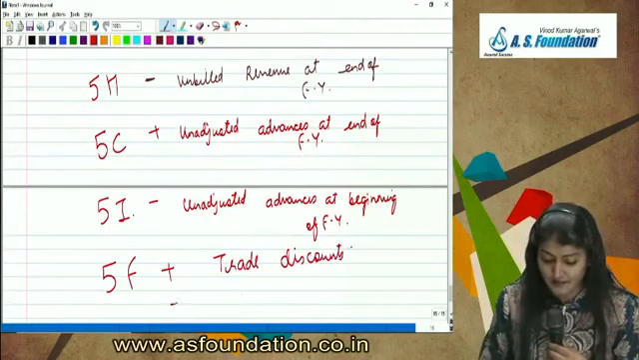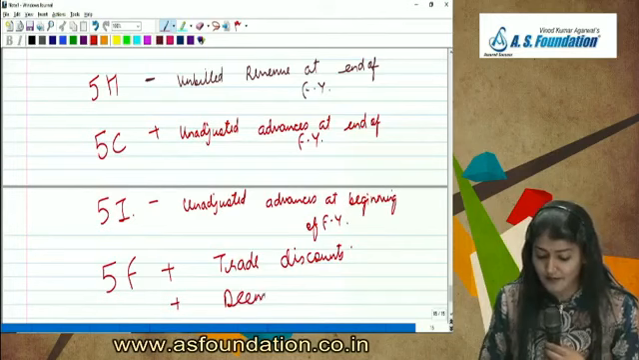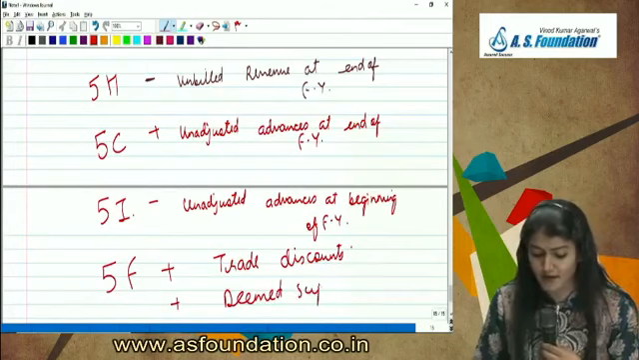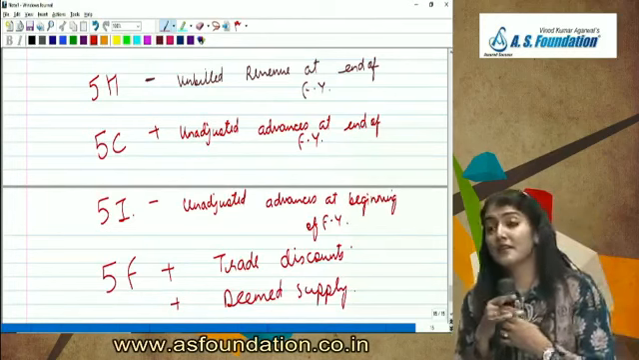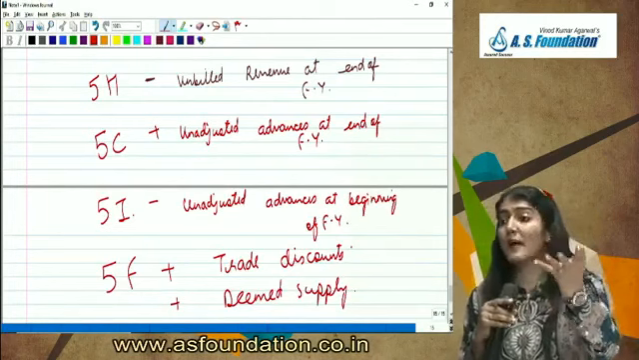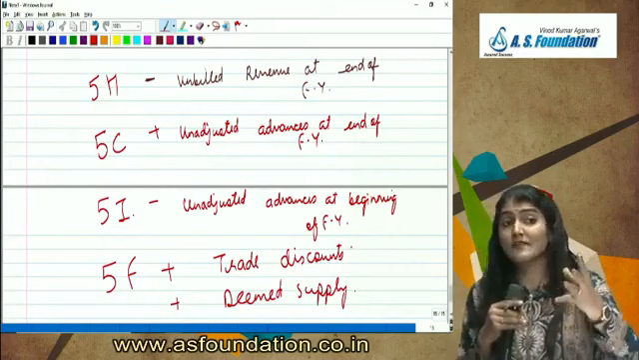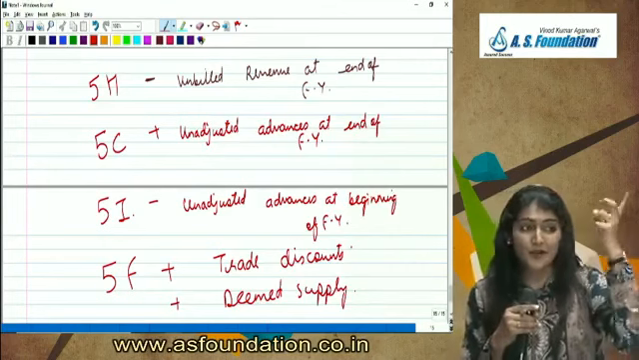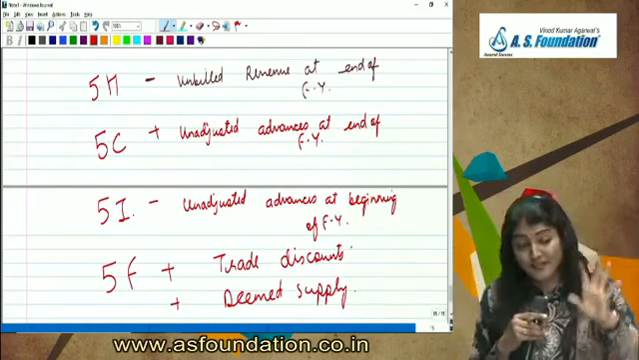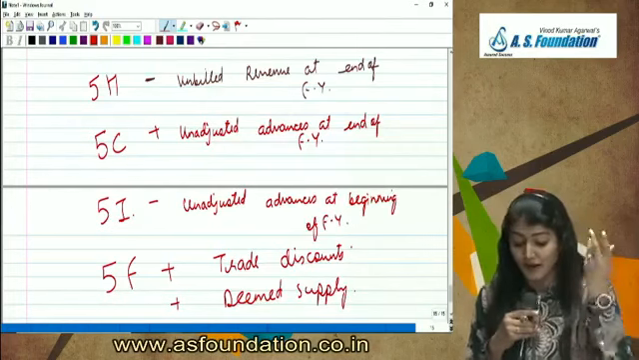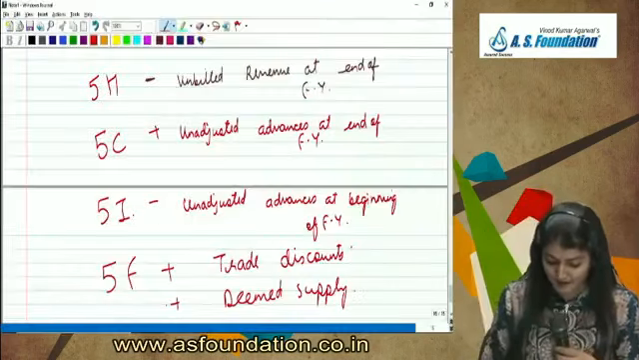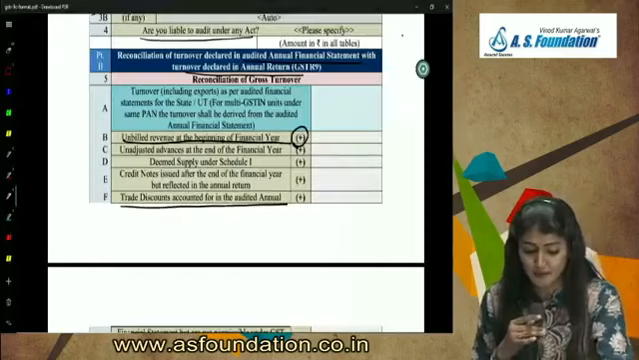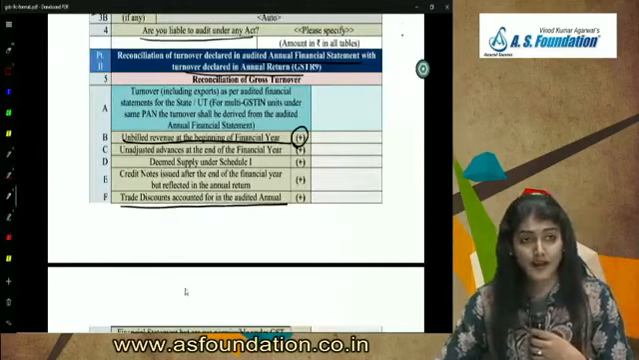Then any deemed supply. Now, if this deemed supply is already included in the turnover, then no need to add it. But if it is not included in the turnover, like transfer, not sale, of a capital asset, obviously it will not be included in turnover. But for GST, even that is turnover. So what does it say? Any deemed supply, even that is required to be added back.